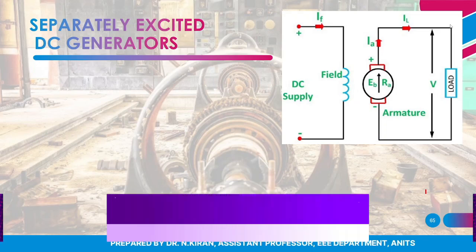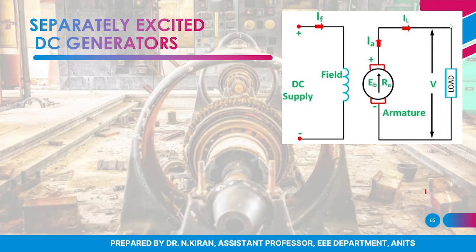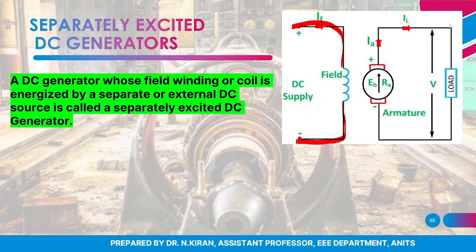For separately excited DC generator, this is the circuit configuration. As you can see, the field is separately excited by a DC source. That is why the name separately excited DC generator. So I can define separately excited DC generator as a generator whose field winding or coils are energized by a separate or external DC source.